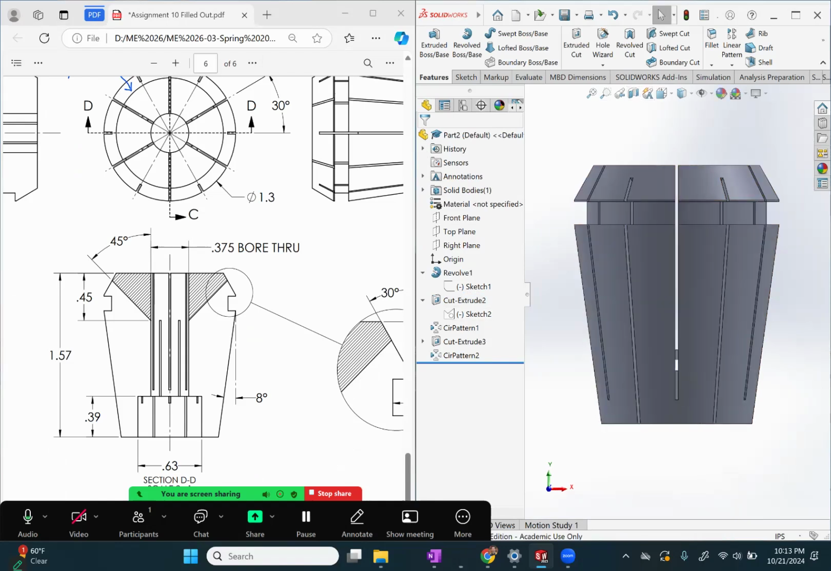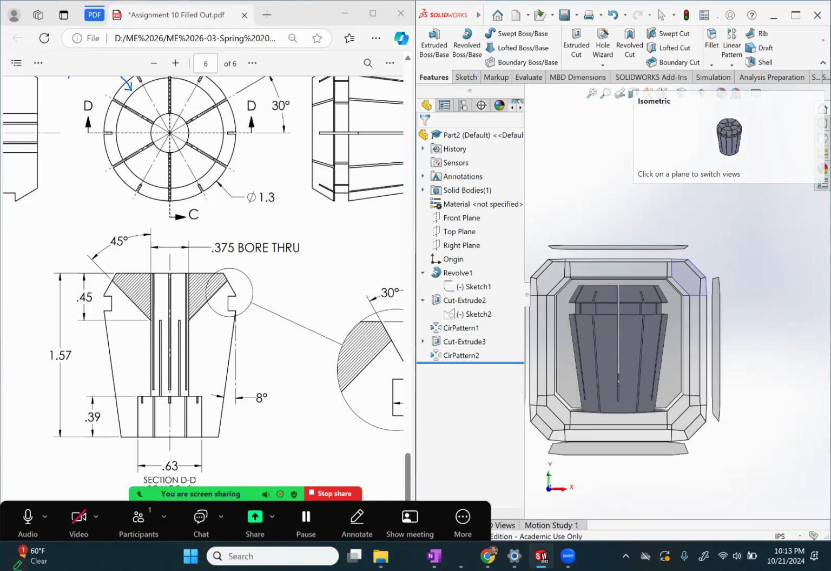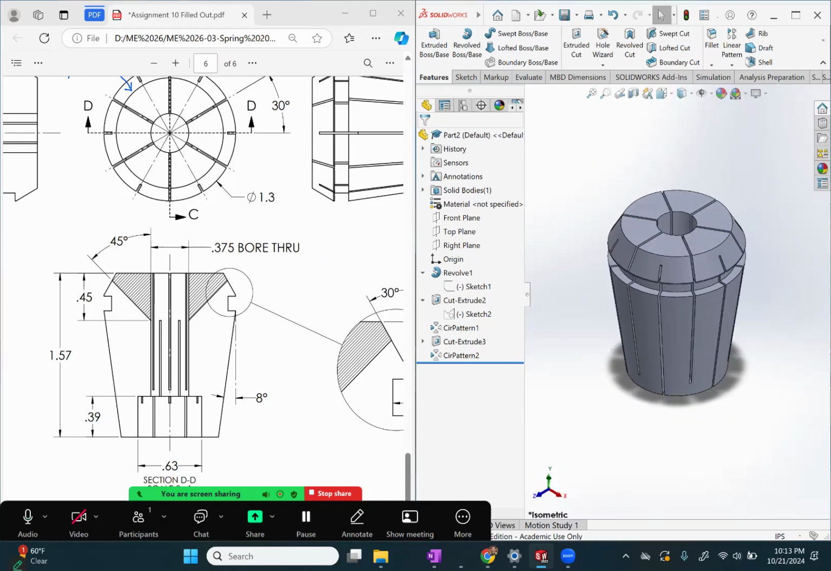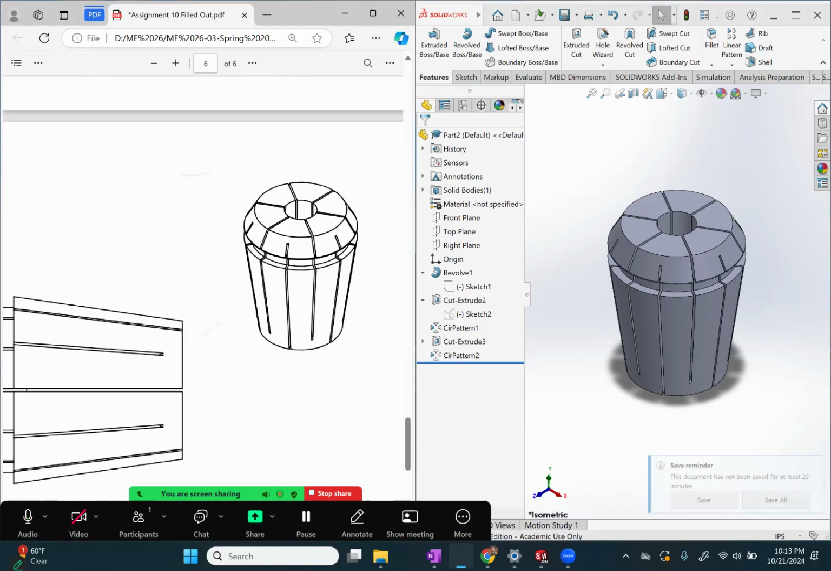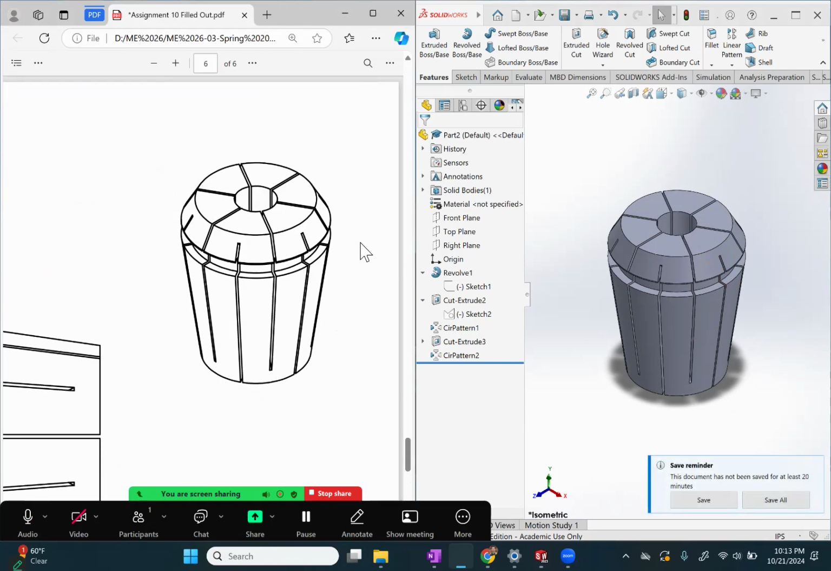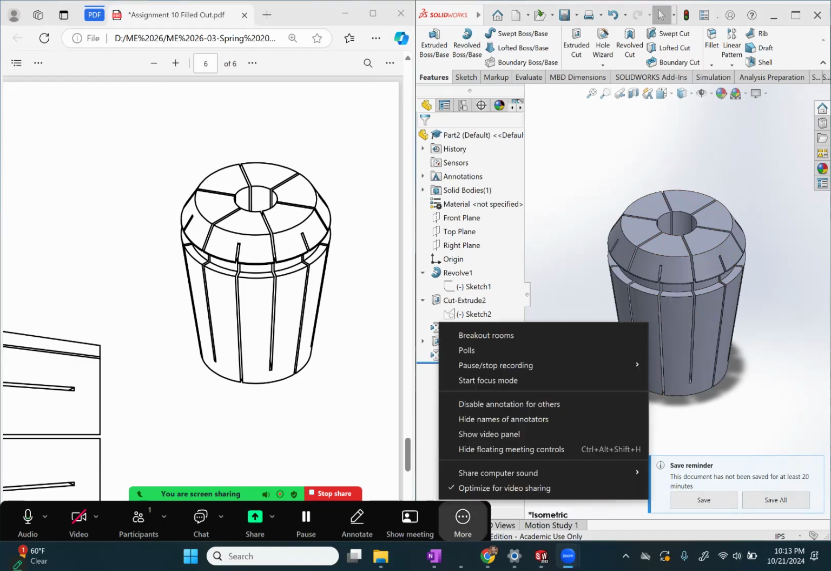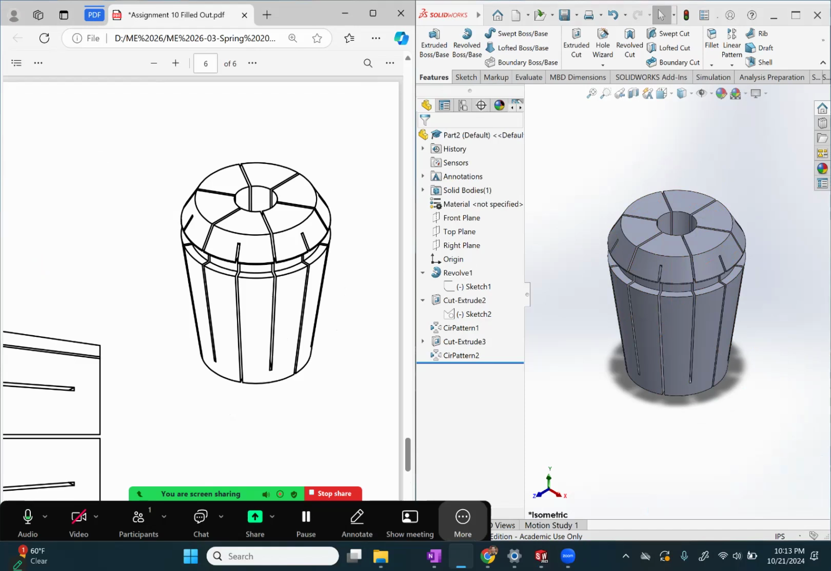So I can turn this off. Move over to my isometric. Let's check out our drawing. Everything looks good. So that was problem number 4. That means we're done with assignment 10.